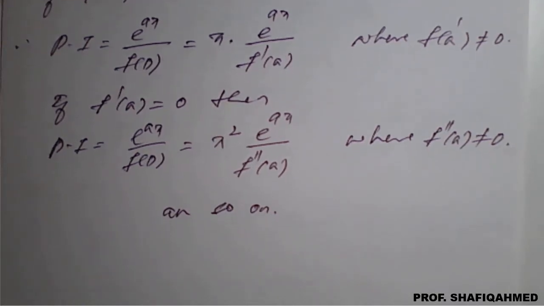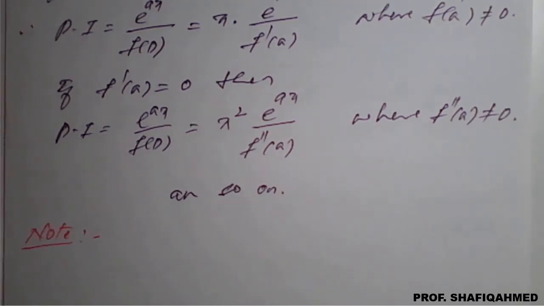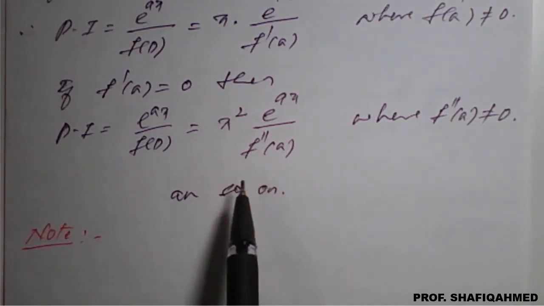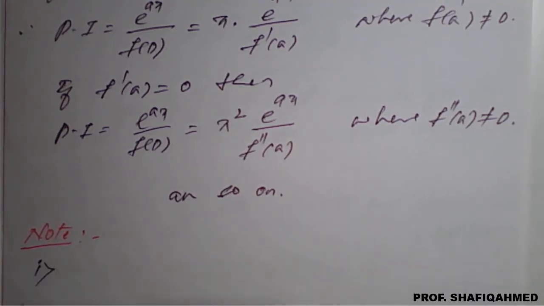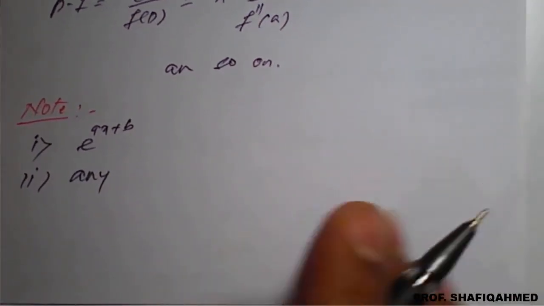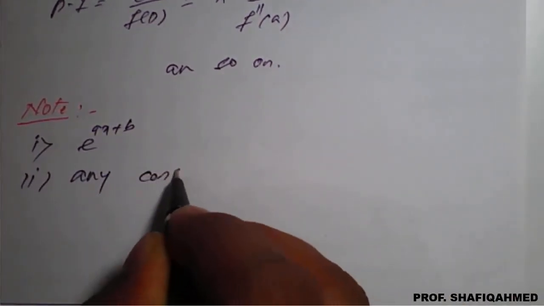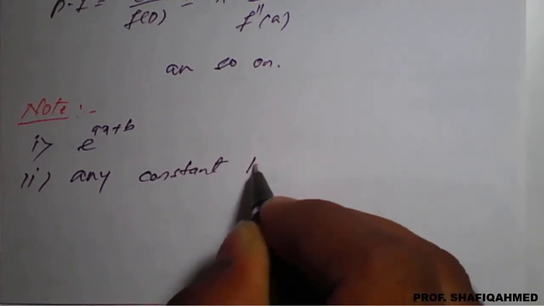So we have one important note here. The above result, result number 1, holds good for the following functions. You can go for e raised to ax plus b form. At that time we take the coefficient of x, that is the a value, and replace it in place of D. And any constant k.